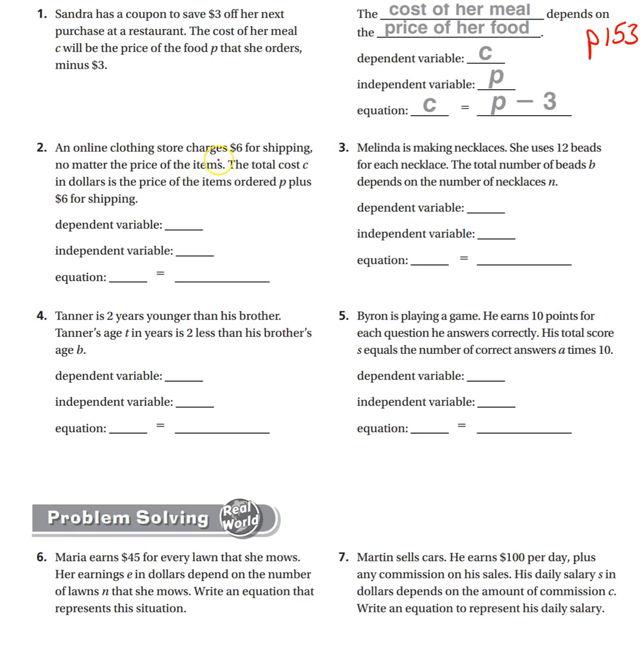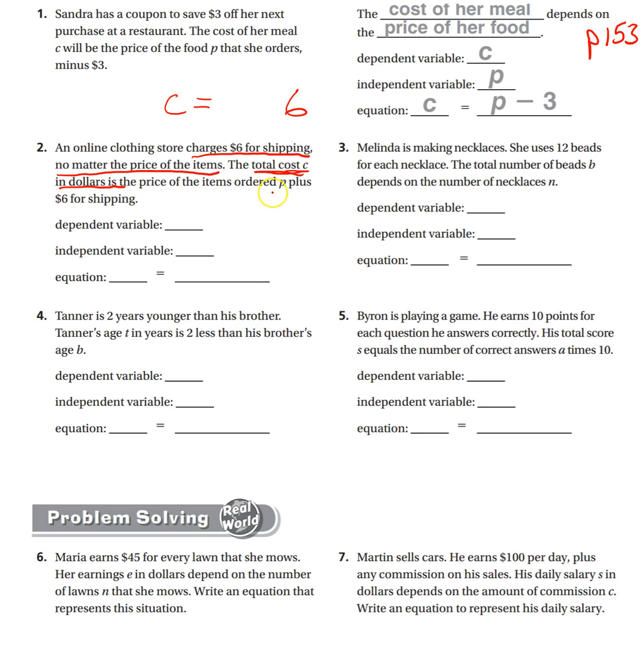Number 2, an online clothing store charges $6 for shipping, no matter the price of the item. So that's just $6. You're going to pay that whether you get 20 items or whether you get one item. You're always going to pay $6. So that's constant, it doesn't change. The total cost, C, in dollars, so my total cost is going to be C. And just like we talked about before, in math, that's usually how we use it in real life. What is this going to cost me?